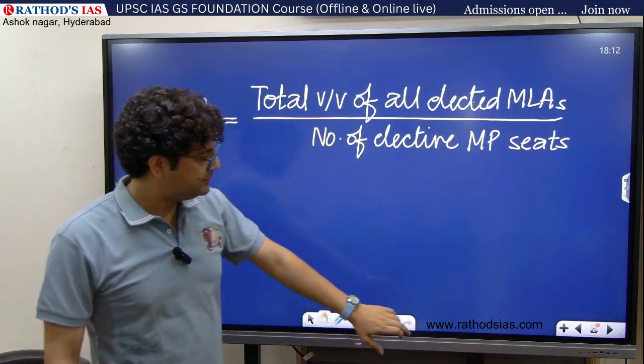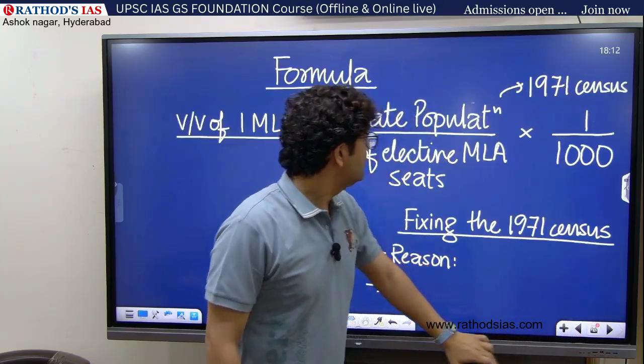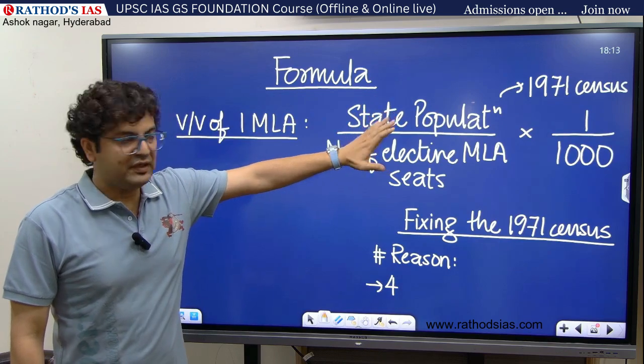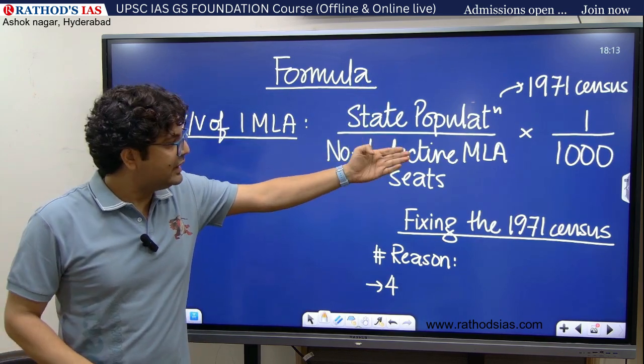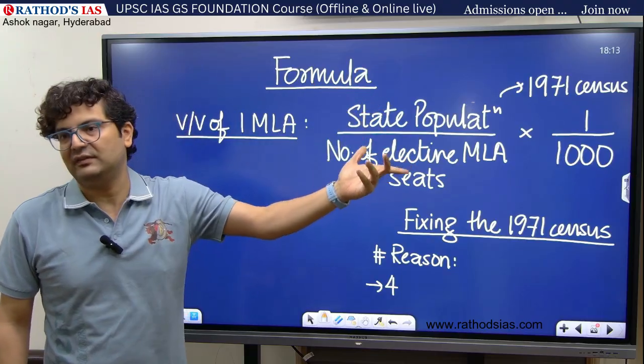Which one was that? Let's take MLAs only. So this is a formula. This is the numerator, this is the denominator. Remember maths, fractions. If the denominator increases, then the value will increase or decrease?